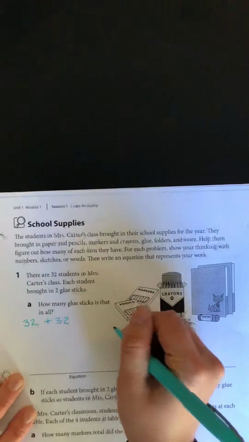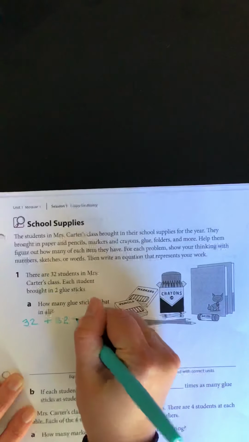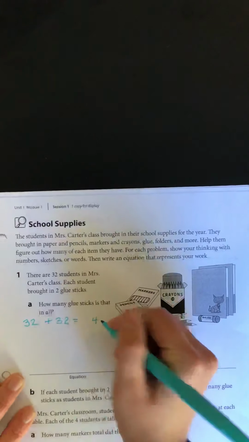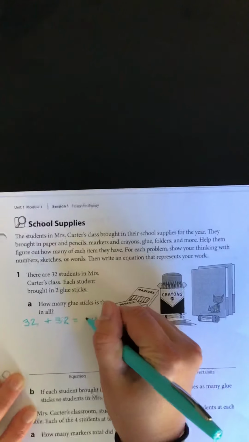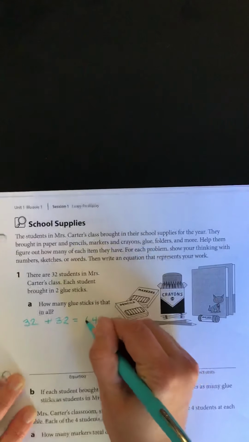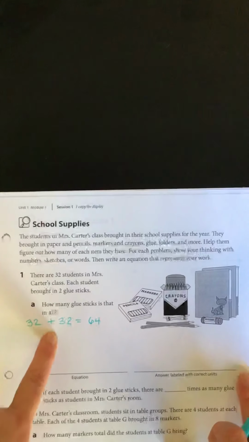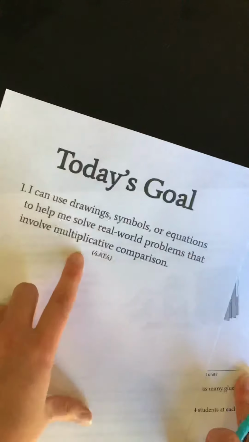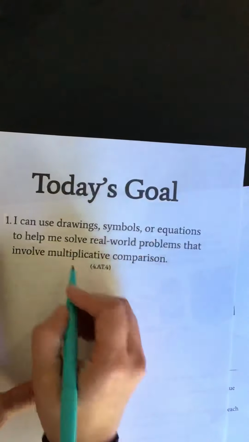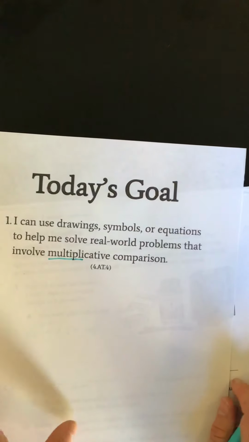So then we can do 2 plus 2, which we know equals 4, and 3 plus 3, which equals 6, but it's actually 30 plus 30, so that we know that's 60, so 64. Well, that's addition. That's not multiplication. When I was saying multiplicative comparison, we need to know that we're looking at multiply, okay? We're multiplying to get something.